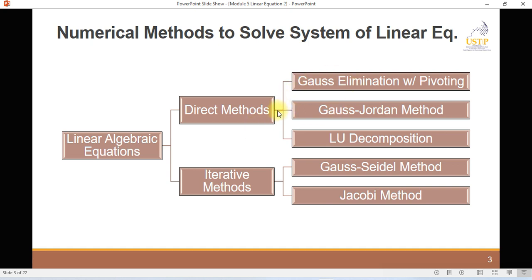We have already discussed the Gauss-Jordan method and also the Gauss elimination with pivoting in module 4, which was discussed by Engineer De La Peña, with the introduction of the matrix operations. Okay, so this time we are going to discuss the LU decomposition.